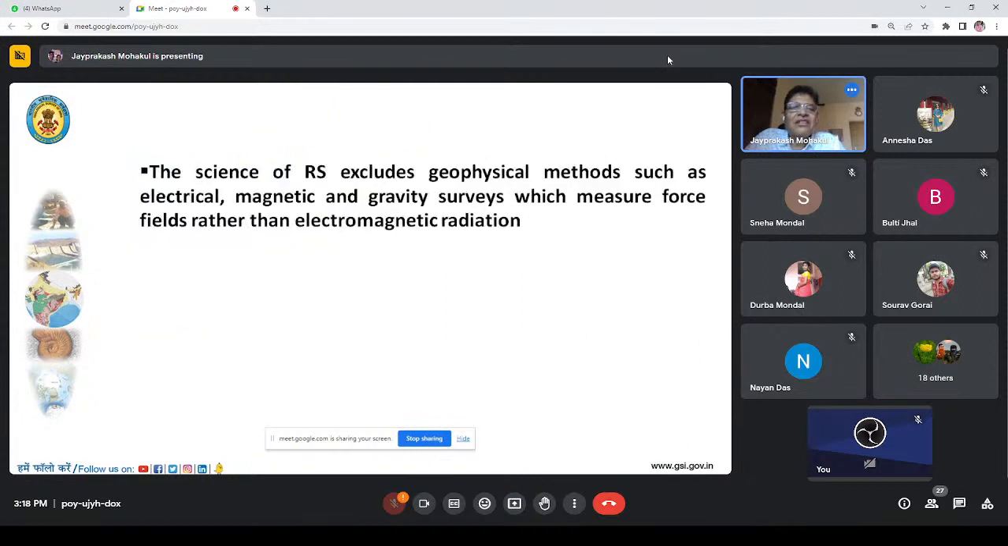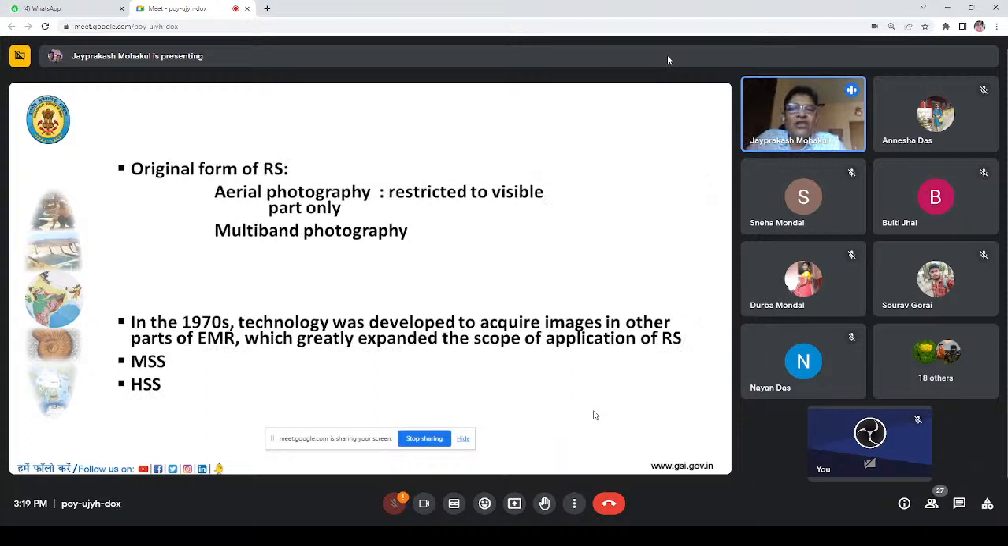Now, as we discussed, remote sensing excludes geophysical methods such as electrical, magnetic, gravity, and of course the gathering of information through sound waves, right? Now, how did it originate? The first remote sensing, from the point of view of replicating the kind of remote sensing we do with our eyes with an instrument, was through photography, right?